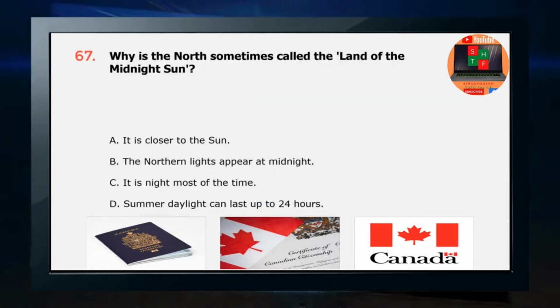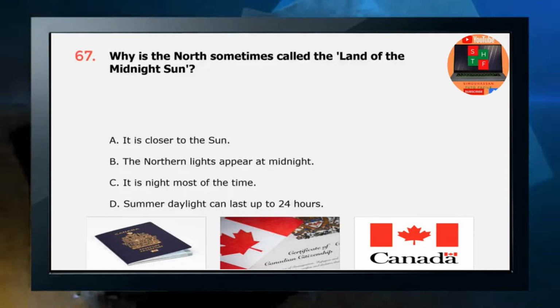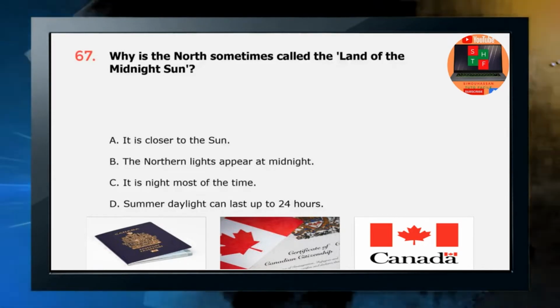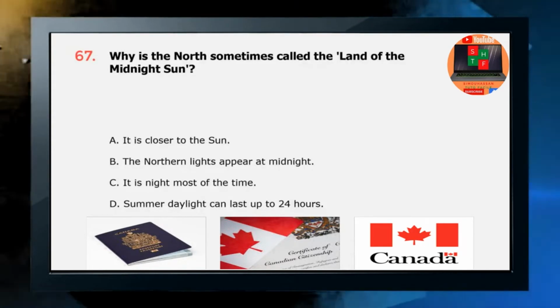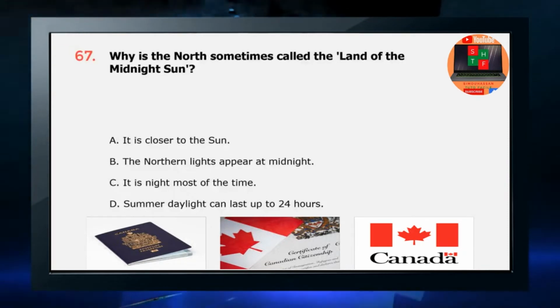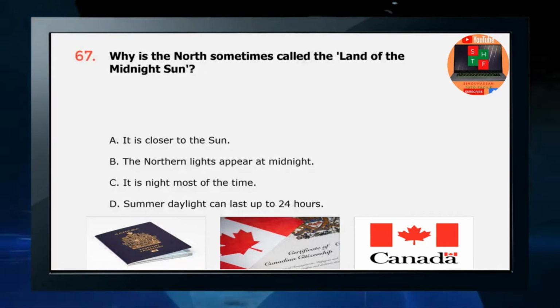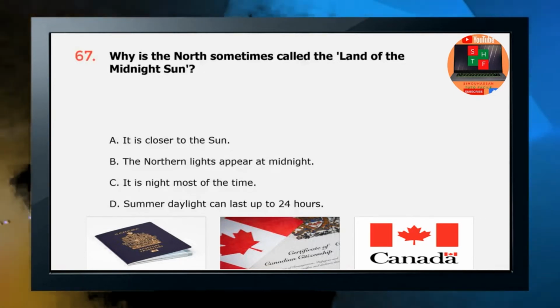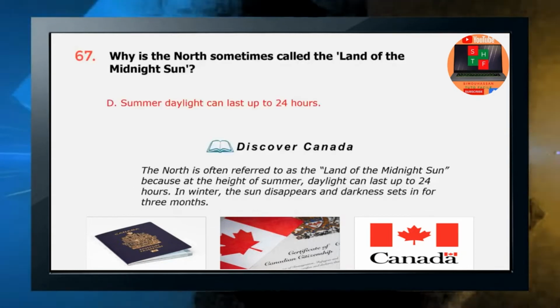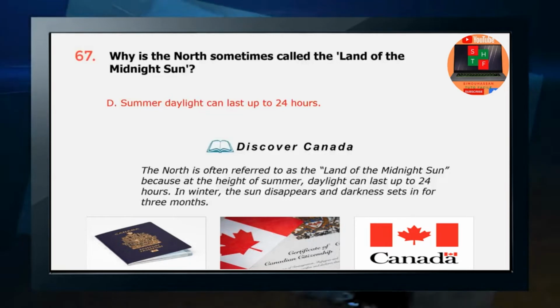Question 67. Why is the North sometimes called the land of the midnight sun? A. It is closer to the sun. B. The northern lights appear at midnight. C. It is night most of the time. D. Summer daylight can last up to 24 hours. The answer is D. Summer daylight can last up to 24 hours.